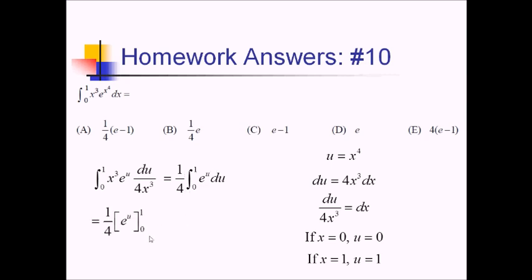So I need to integrate that now from 0 to 1, and since these are now u values, I made sure that conversion was complete. I can just plug these in directly without replacing with x to the 4th here. So I've got 1/4 times e to the 1, minus e to the 0. This is just going to be 1/4 times e minus 1, and it looks like that's going to be answer choice A.